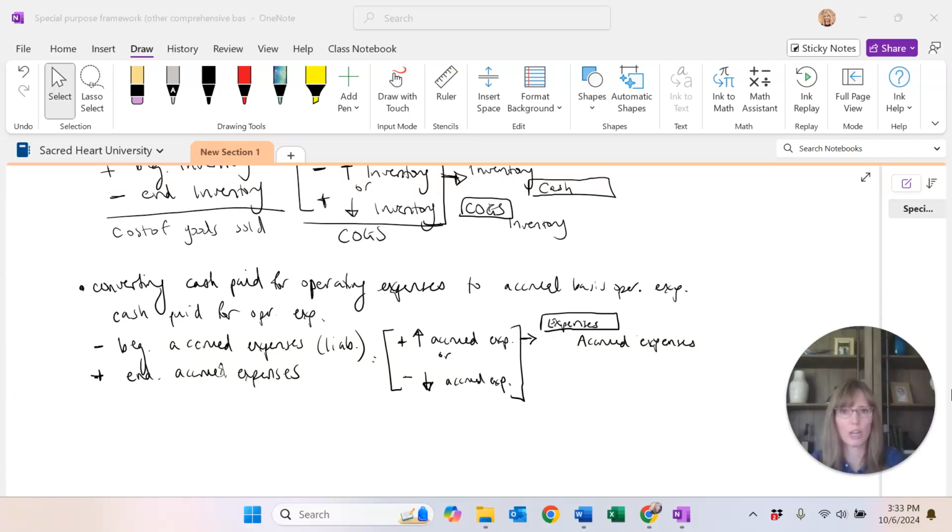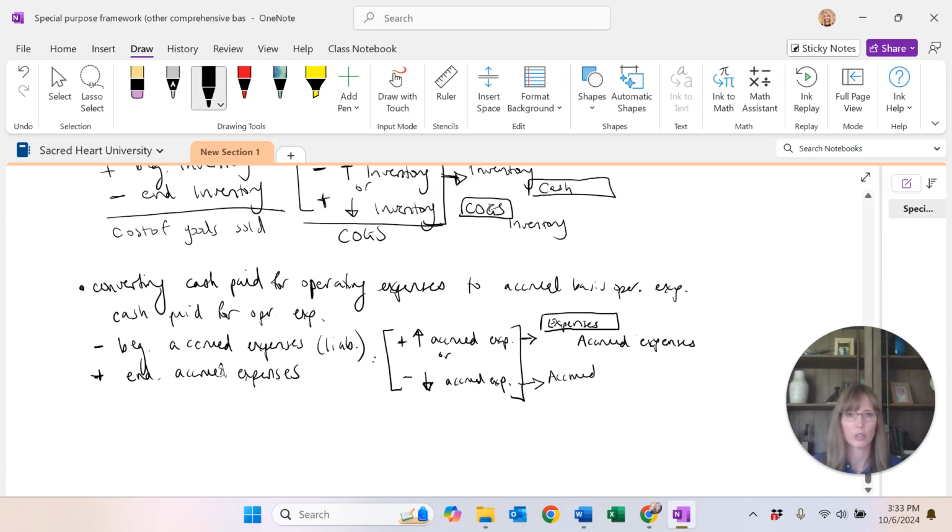If our accrued expenses decrease, then what must have happened? We must have paid out the cash. That's the only reason to decrease a liability account. We probably paid out the cash. So in this case, if we pay out the cash, that would be included in the cash paid for operating expenses, but there's no actual expense here. We just see a reduction of a liability. We just paid off a bill. So that's why we subtract it out.